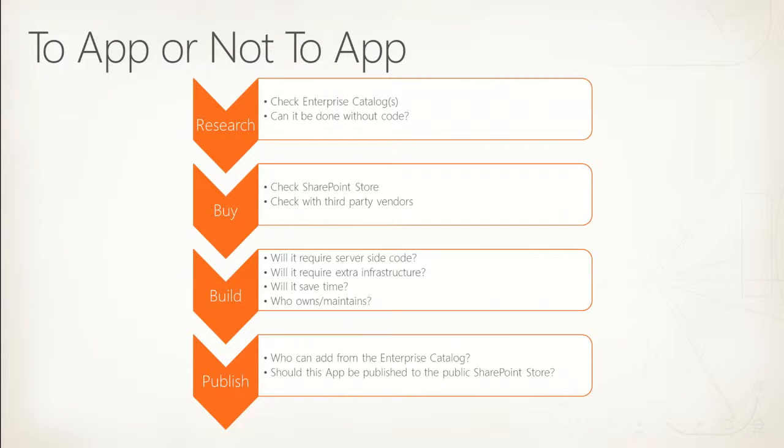So we start out. Where do you start? The first place you probably want to start is, has anyone already built this? There's no reason to reinvent the wheel over and over again. Maybe with a few tweaks, you can make this more reusable. But I would say the first thing you want to do is check the app catalog.